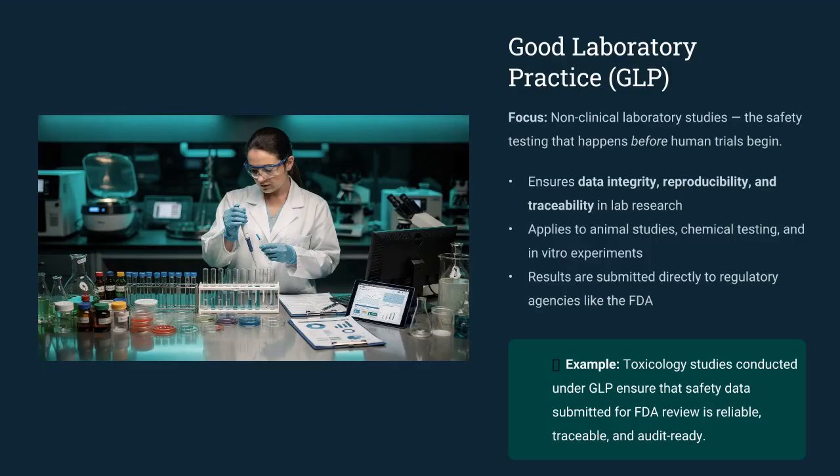Let us begin with GLP, good laboratory practice. GLP focuses on non-clinical laboratory studies conducted before human trials begin. These studies typically include animal testing, chemical analysis, and in vitro experiments. The purpose of GLP is to ensure that safety data generated in the laboratory is reliable, reproducible, and fully traceable. Regulatory agencies rely on this data to determine whether a product is safe enough to move into human testing. For example, toxicology studies performed under GLP conditions provide credible safety data for regulatory review.